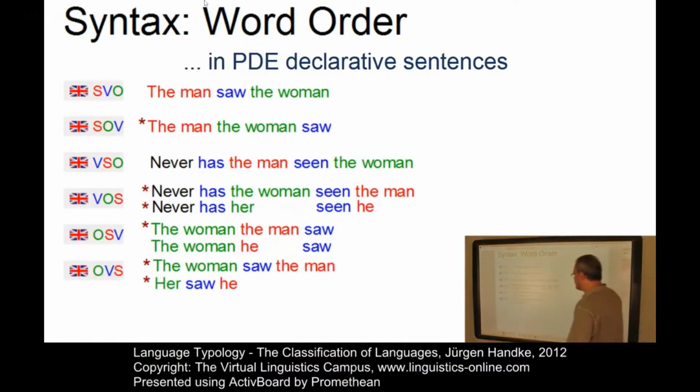And finally, OVS, the woman saw the man. Again, this looks superficially as if it was possible. The woman saw the man. However, please note the woman indicated in green is the object, the man the subject. If we draw a parallel with pronouns, then you can easily see that her saw he is impossible.